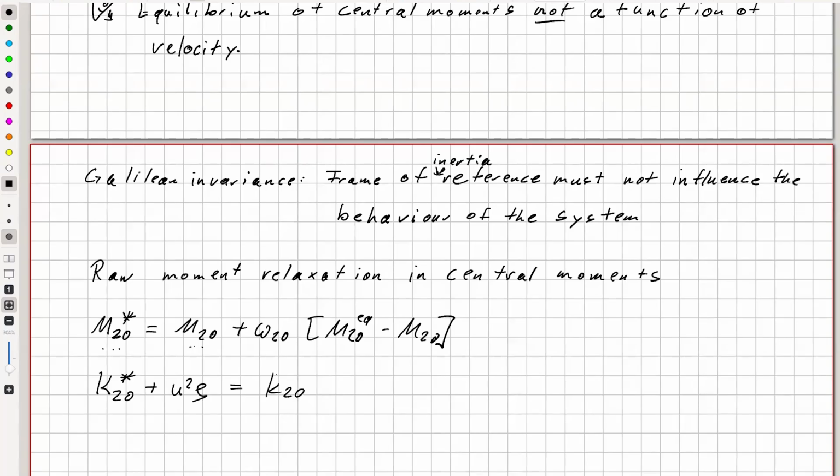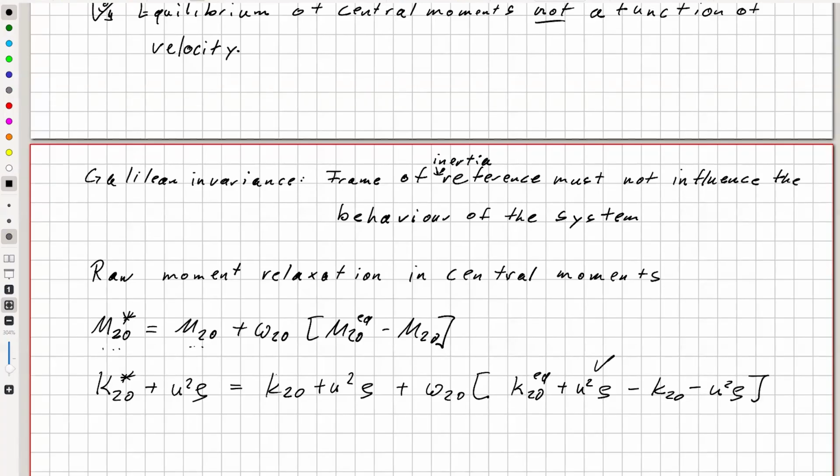So this is now before collision K20 plus U square rho, plus now comes omega. So this is still the collision done in raw moments, not central moments. I'm just replacing the variables. The equilibrium is K20 equilibrium plus U square rho, minus K20 before collision, minus U square rho.